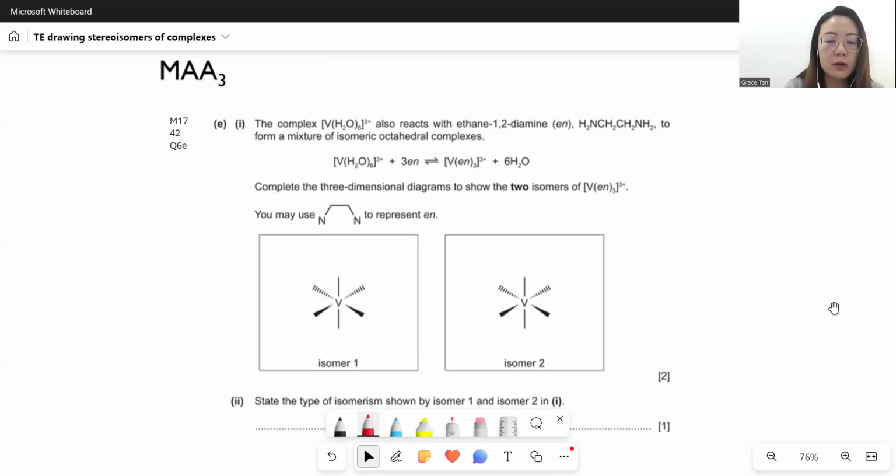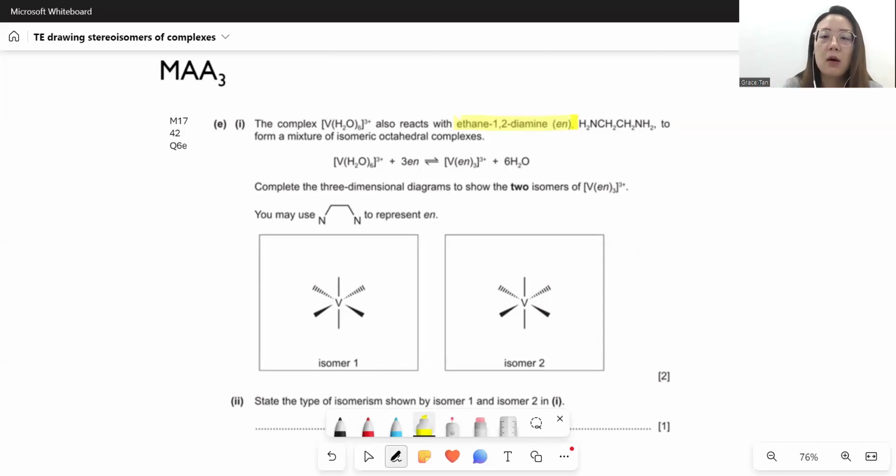When you have an octahedral shape, that means you have 6 positions. One ligand takes 2 positions, so 3 ligands will take 6 positions. That's how they complete the 6 positions on the octahedral. Your ethane 1,2-diamine is a very common bidentate that you need to know. In short, they are known as EN. Normally your examiner will allow you to use EN. They will say you may use EN to represent ethane 1,2-diamine, but please make sure they use that sentence.